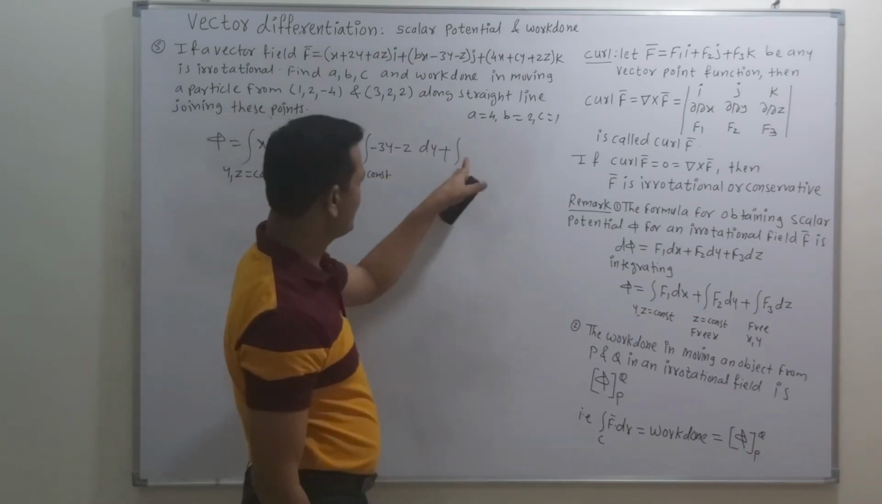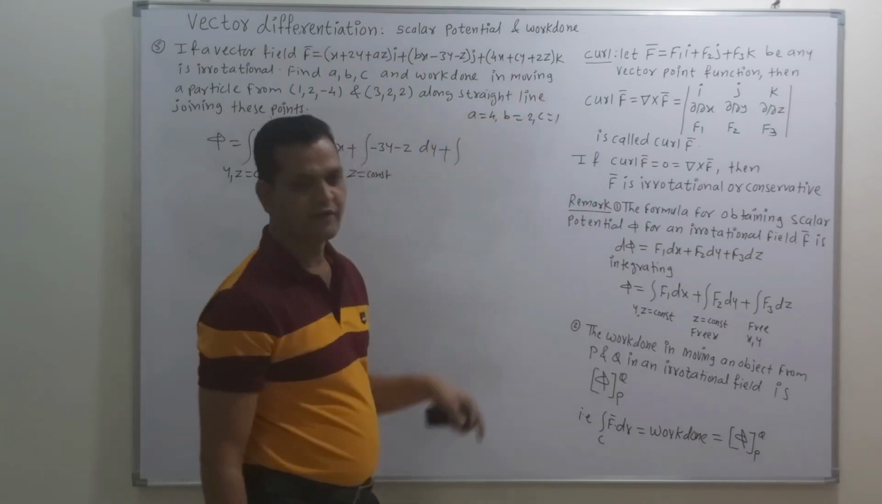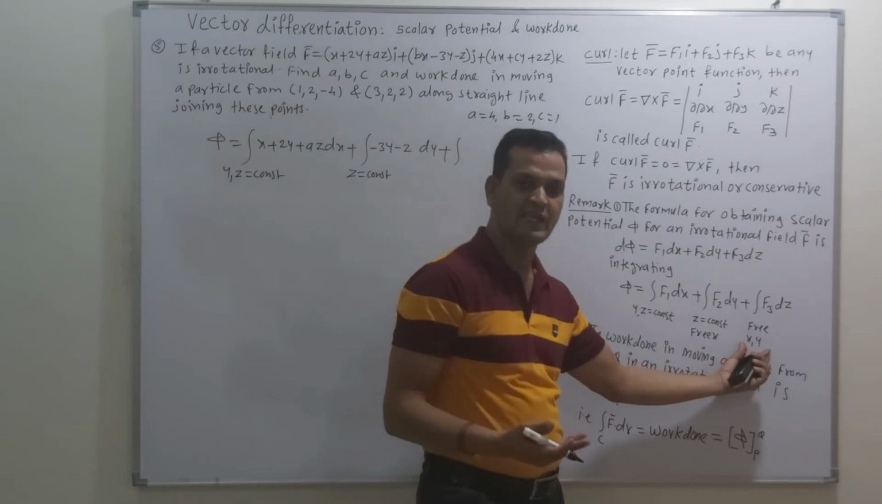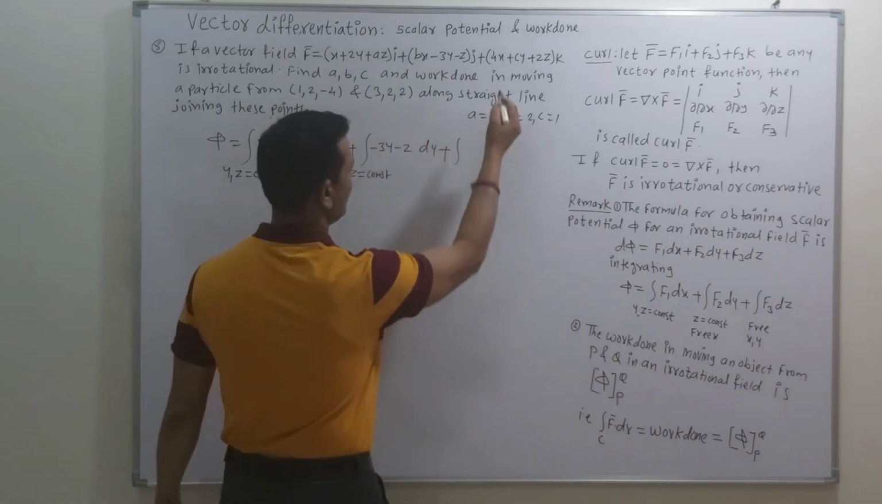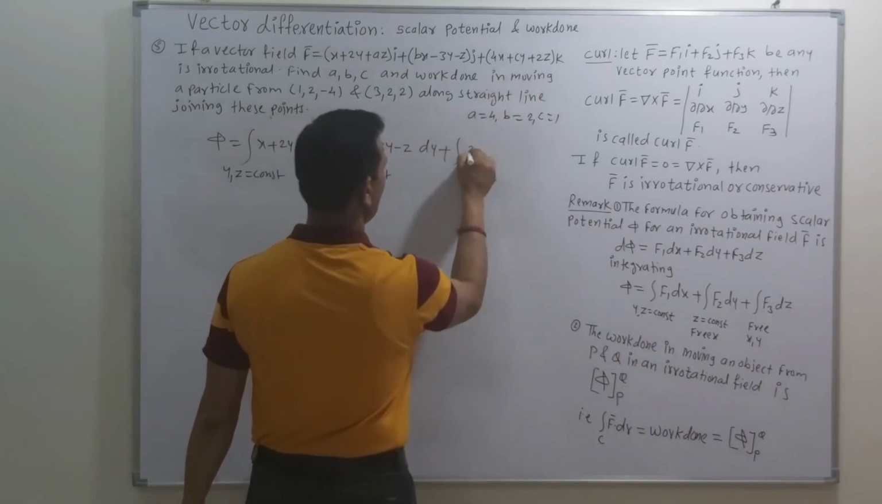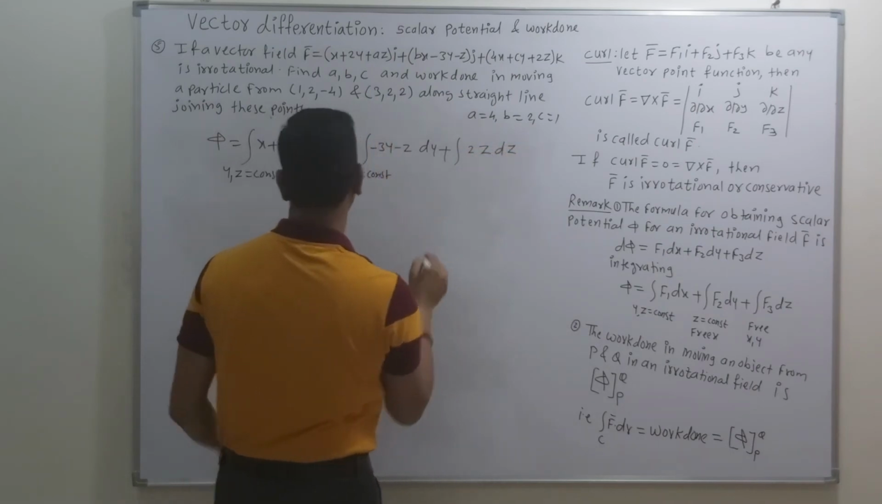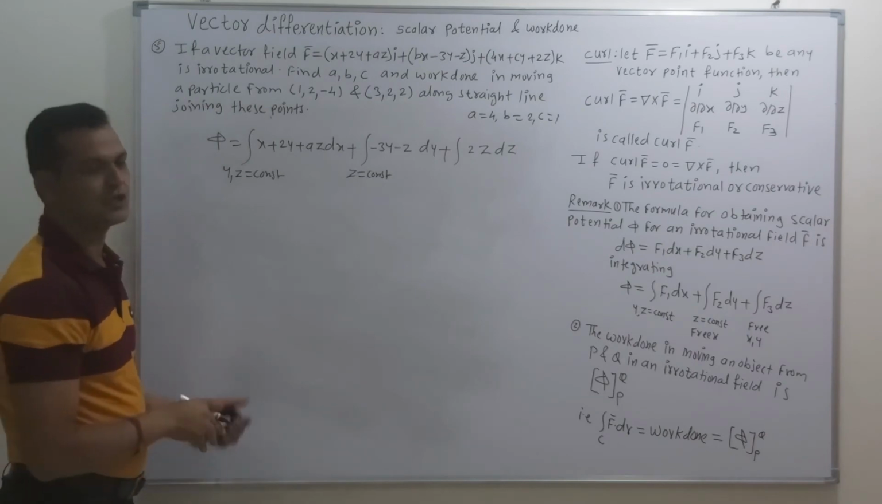Now friends, the next integration is f3. Choosing the value of f3, take only those terms which are free from x and y. Here x is available, so we take 2z into dz. In this way we get the value of scalar potential phi.